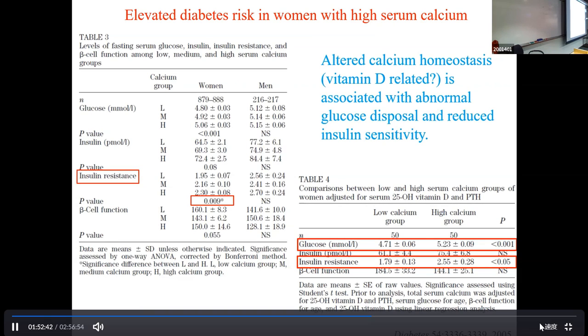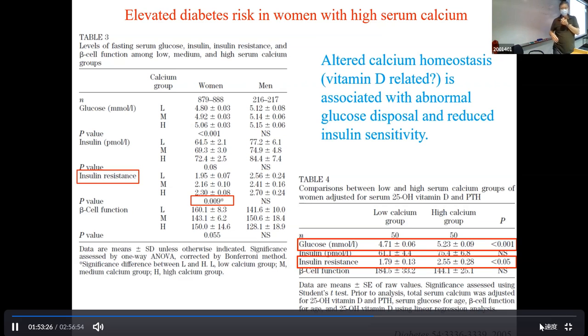Now, if you move to here, from the same study, comparison between low and high serum calcium groups of women adjusted for vitamin D and PTH. So now you have adjustment as well. So you are eliminating the confounding effect of vitamin D and PTH. So low calcium, high calcium group. Okay, high calcium group, high glucose, insulin resistance. Okay, so altered calcium homeostasis. Now, whether it is vitamin D related, we don't know. It's associated with abnormal glucose disposal and reduced insulin sensitivity. So this is the bottom line.